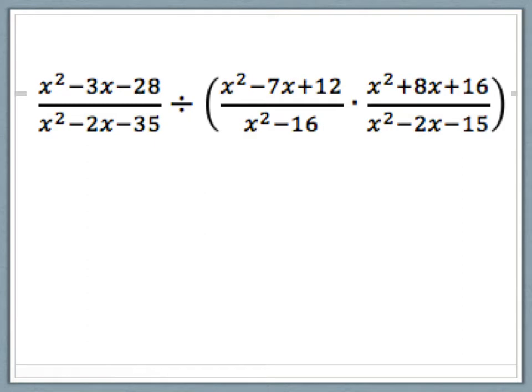Okay, now I know this one looks kind of intimidating. Just relax. Let's just work through it, okay? What we're going to do first is just do the part that's in the parentheses. Let's go ahead and do that part first.